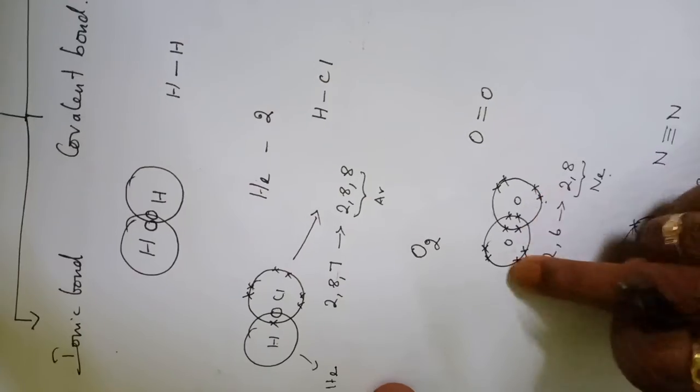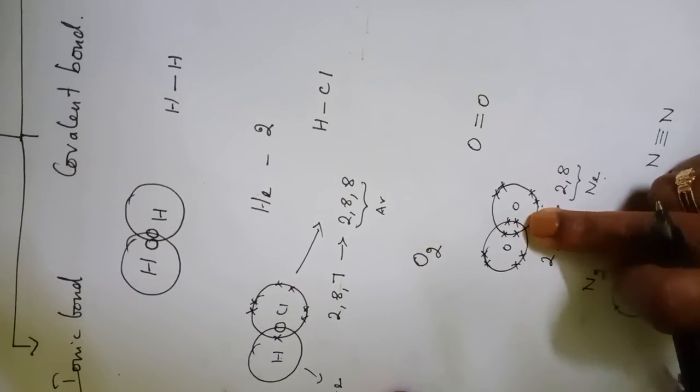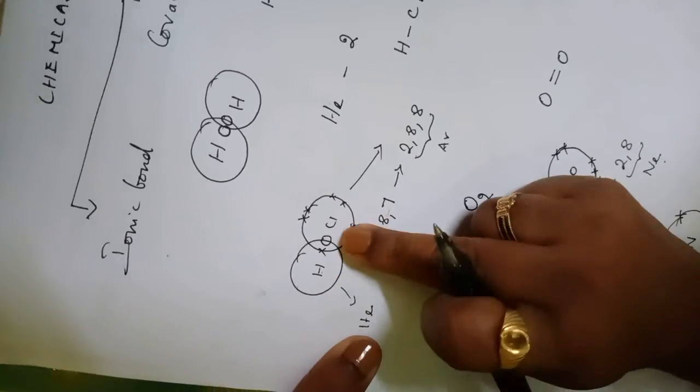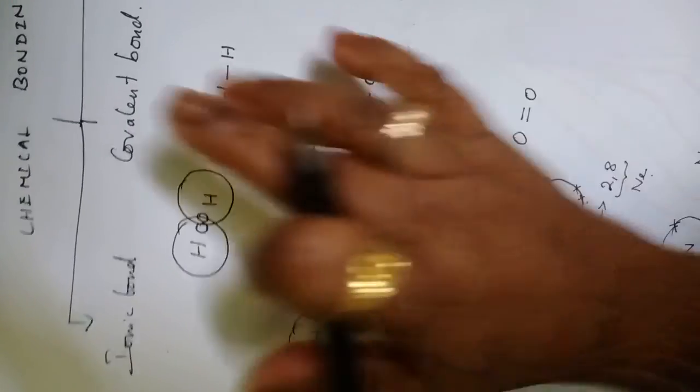Over here each oxygen shares 2 electrons. That is why double bond. Over here each atom shares 1 electron. So single bond.